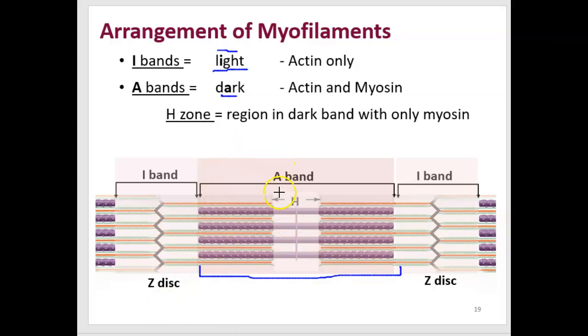Now, within that A band, there is the region that I mentioned that contains only myosin, because the actin doesn't extend all the way across. It comes from each Z disc towards the middle. This is called the H zone.